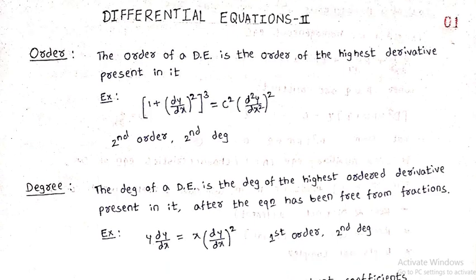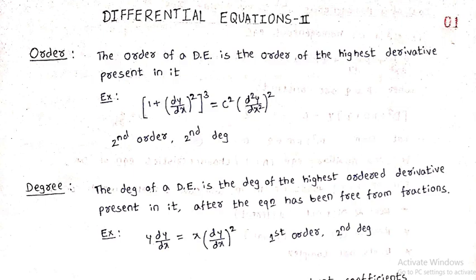Then the degree of the differential equation. The degree of a differential equation is the degree of the highest ordered derivative present in it, after the equation has been freed from fractions. I already explained example 1 for order. The highest order derivative is d^2y/dx^2, and its power is 2, so its degree is also 2.